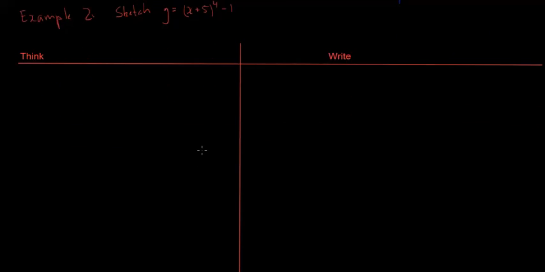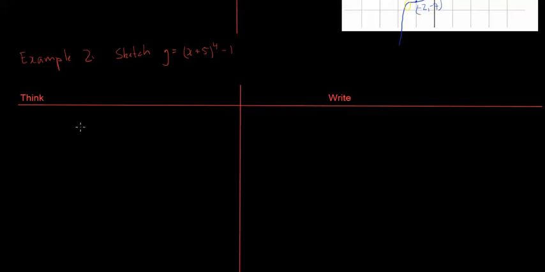We need to sketch the graph of this. First up, we're thinking that n is a positive number. Sorry, an even number. I keep getting that confused. So we've got an even polynomial, so we're going to look something like this or something like that on the set of axes.